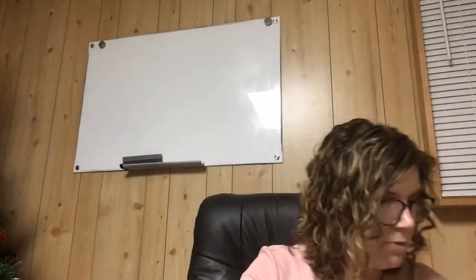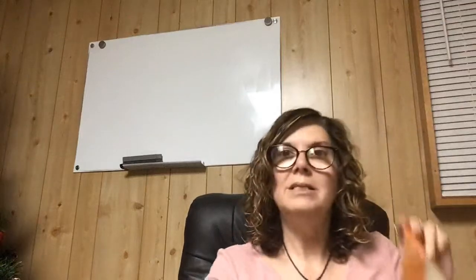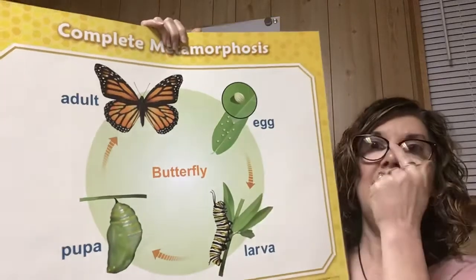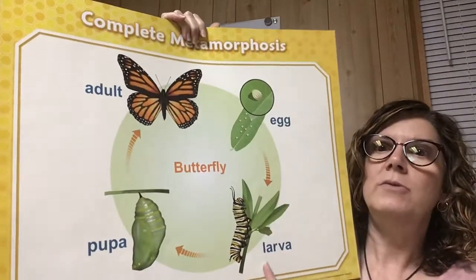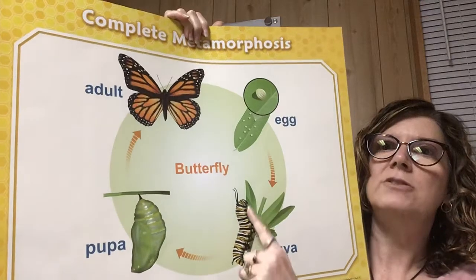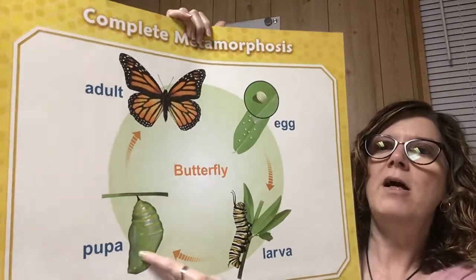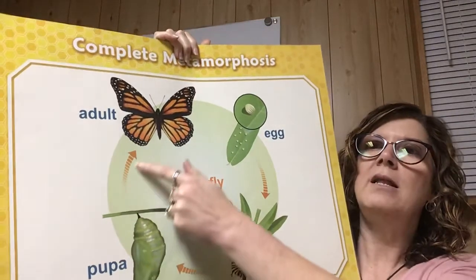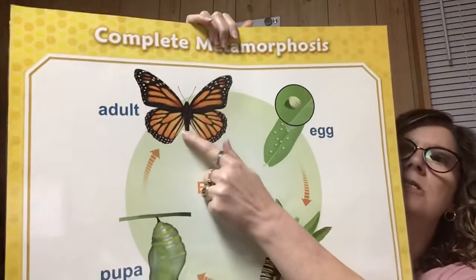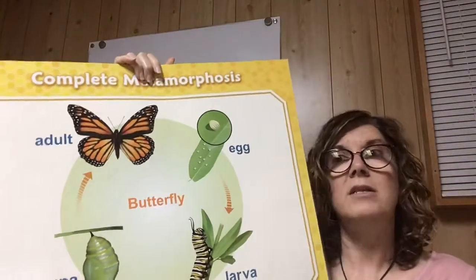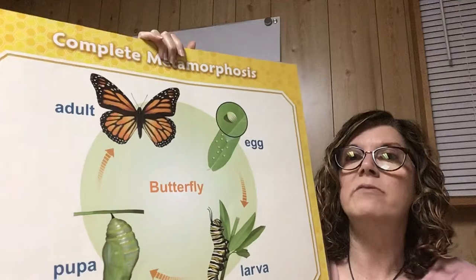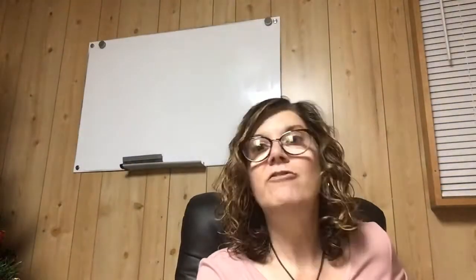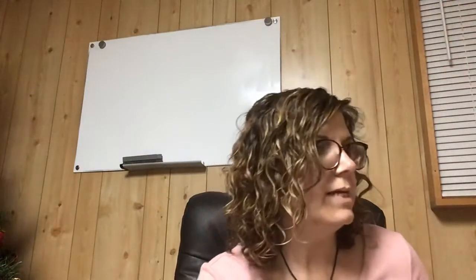Okay? Then you will need to know the stages of complete metamorphosis. So number 1 would be egg. It starts out as an egg. Number 2 would be larva. That's your caterpillar. Egg, larva, pupa. That's the resting stage, either a chrysalis or cocoon. And last would be adult, which is your butterfly or your moth. In this case, it's a butterfly, but it could be a moth if it was a cocoon instead of a chrysalis. All right, so you will need to know that for both the quiz and the test.